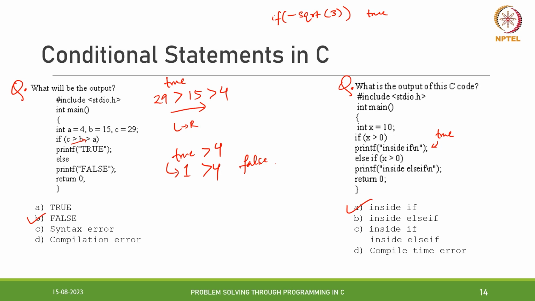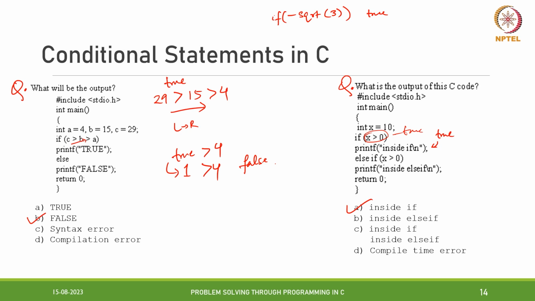So it won't even go to check the else if and the else part. If this condition is true, and it is true, then in that case it won't evaluate the else if and the else conditions, and because of that your answer will be only inside if here.